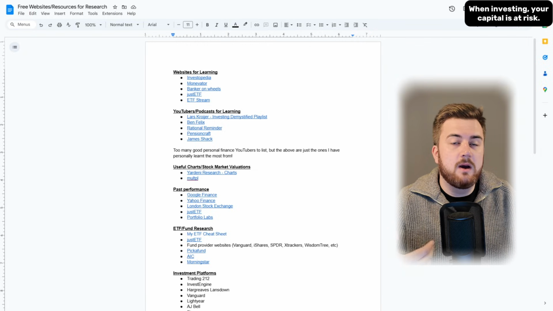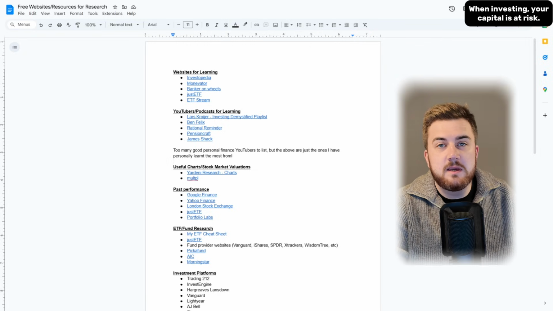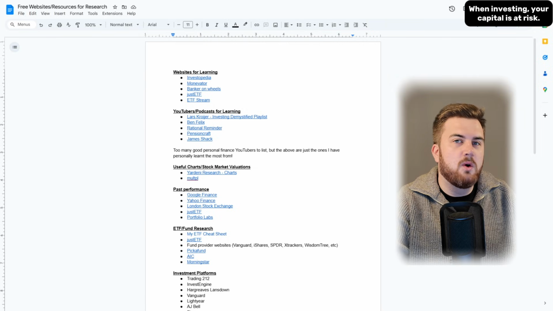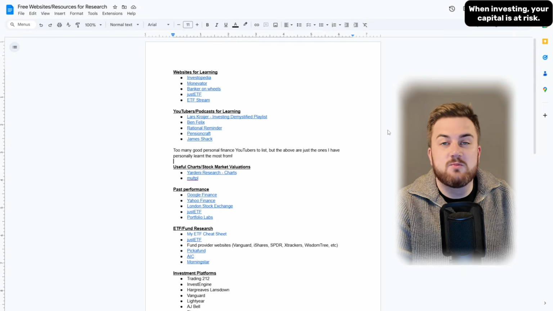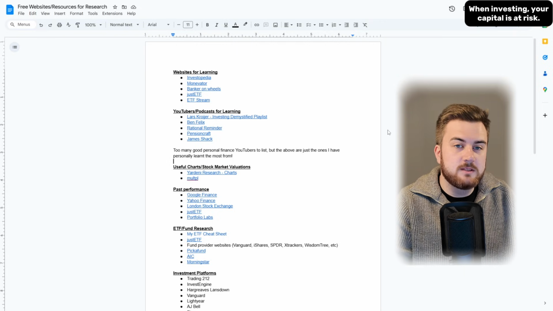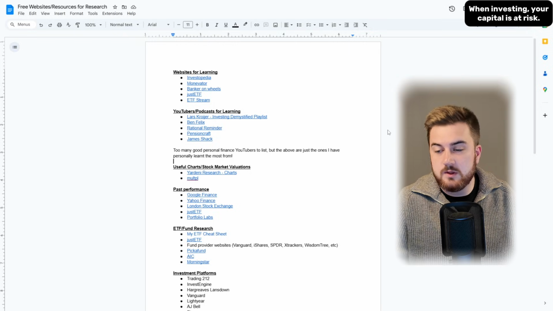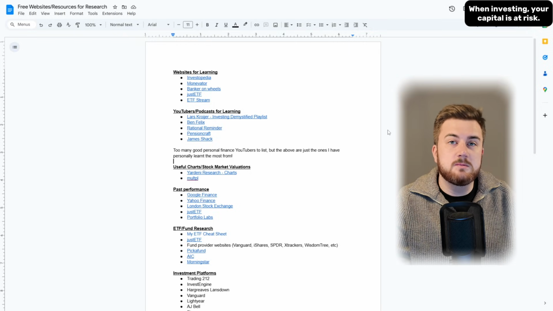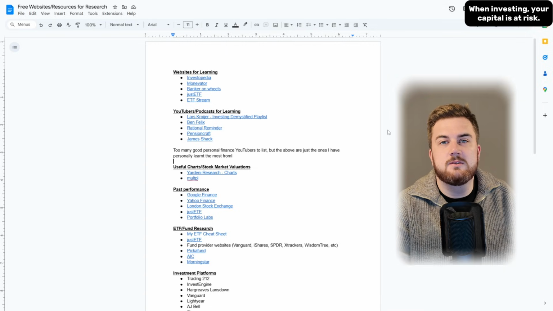So this is just learning more about how different things work with investing, key terms. So Investopedia: if you've ever Googled what is an ETF, what is a dividend, any financial term, one of the top results is probably Investopedia. So that's a great resource. Motivator and Banker on Wheels are great resources as well for learning things. That's more like blog posts, but they have regularly updated blogs about all sorts of topics. It's a great resource for learning.